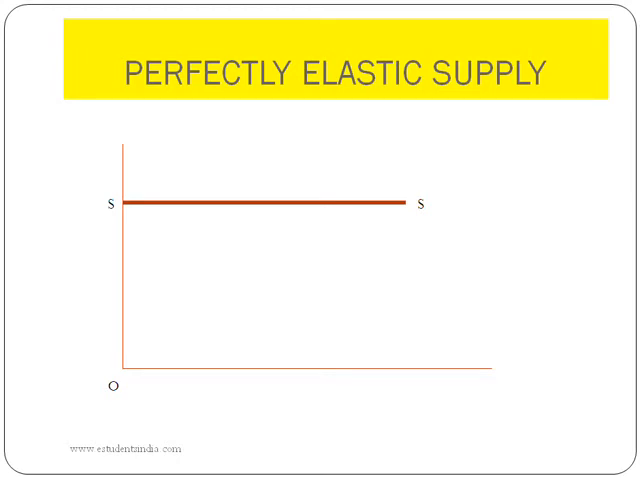Perfectly elastic supply. If at a price any quantity of good is supplied, this is perfectly elastic supply. Elasticity of supply ES is equal to infinity, and you get a supply curve horizontal to the x-axis. Perfectly elastic supply.